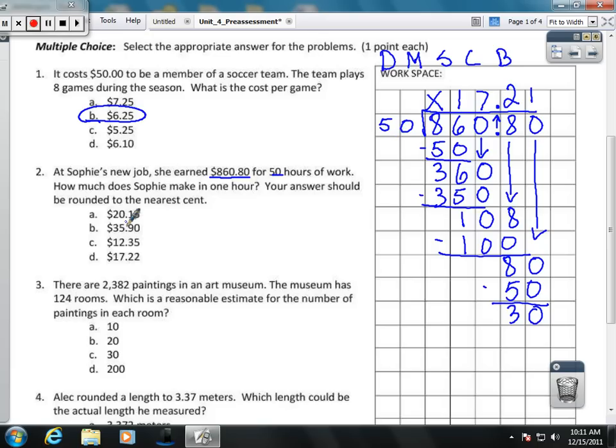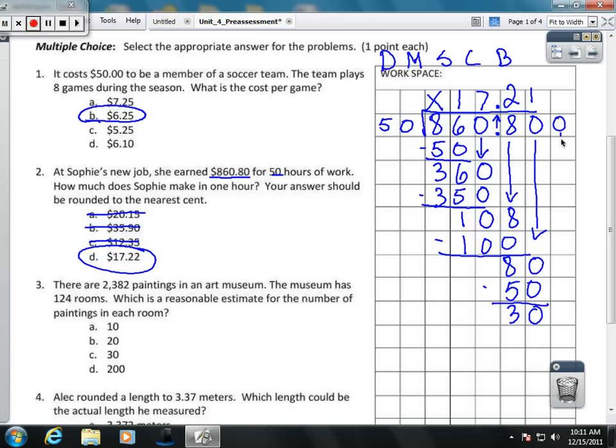Looks to me like it's going to be 17 and 21, maybe 22 hundredths, or $17.22. So that rules A out, and it rules B out, and it rules C out. So there is my answer, $17.22. Now let's just go prove why it's 22.